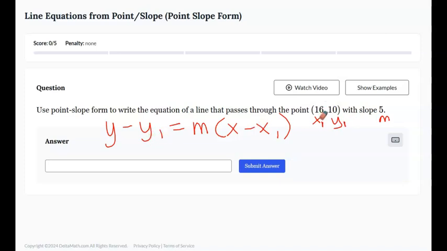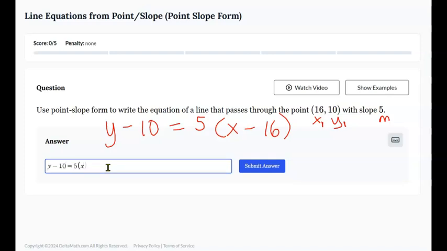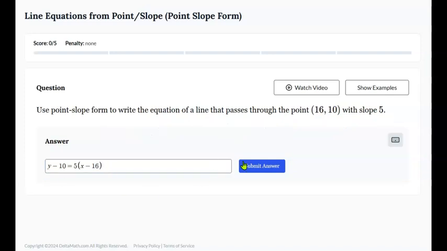So I'm going to erase and replace the x coordinate here. So x1 should be replaced with a 16. And y1 over here should be replaced with a 10. And then the slope, the letter m, should be replaced with a 5. And we simply type this formula in point-slope form, exactly as it is, into our answer box. And click Submit.